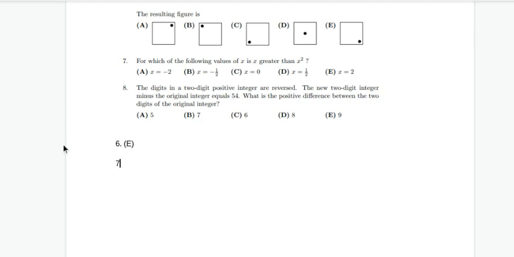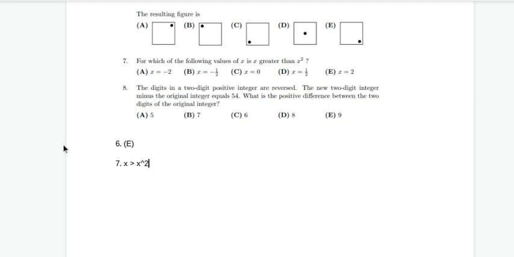Now let's look at problem 7. For problem 7, the easiest way is to simply plug in the options. But theoretically, since this is a contest, let's elaborate a bit deeper. Which of the following values of x makes x greater than x squared? We can divide it into different cases.